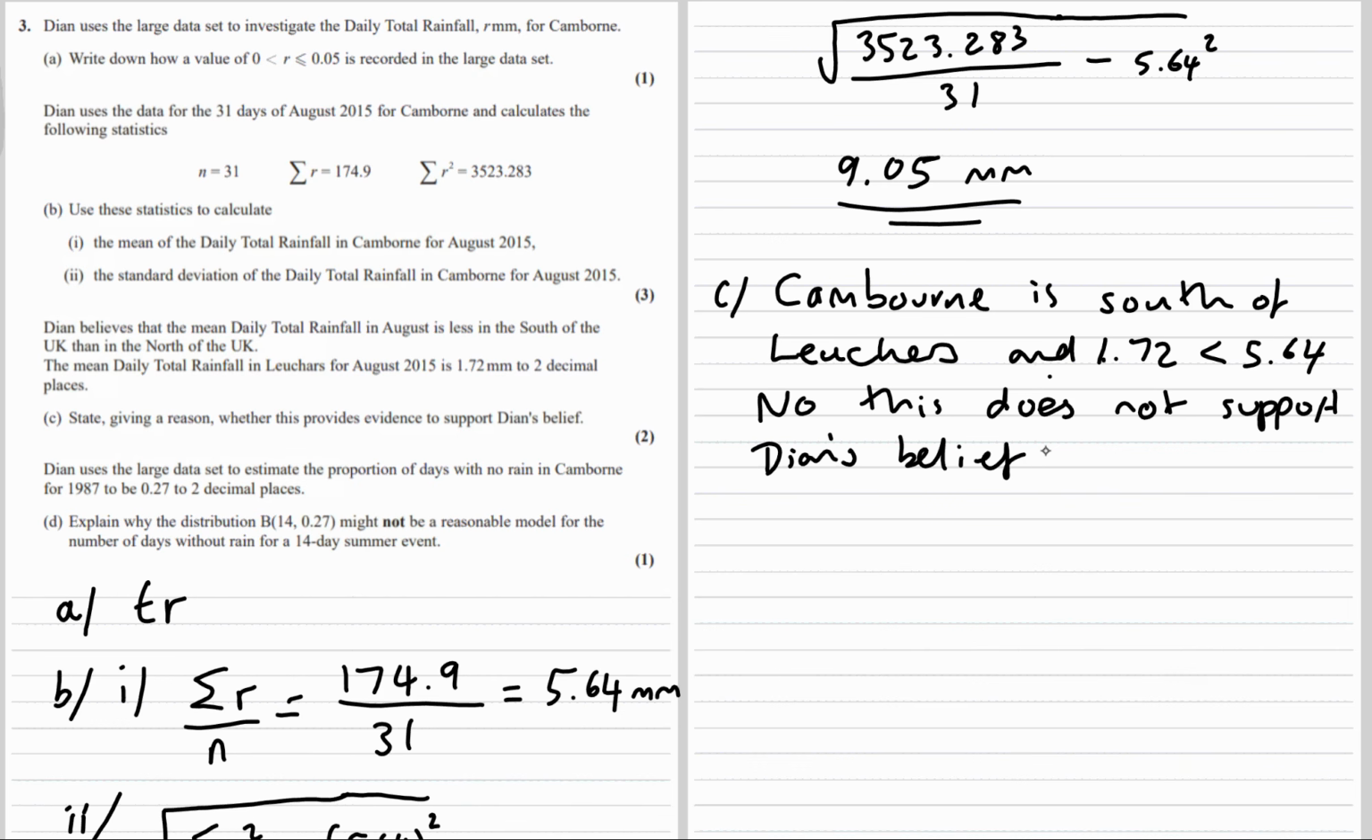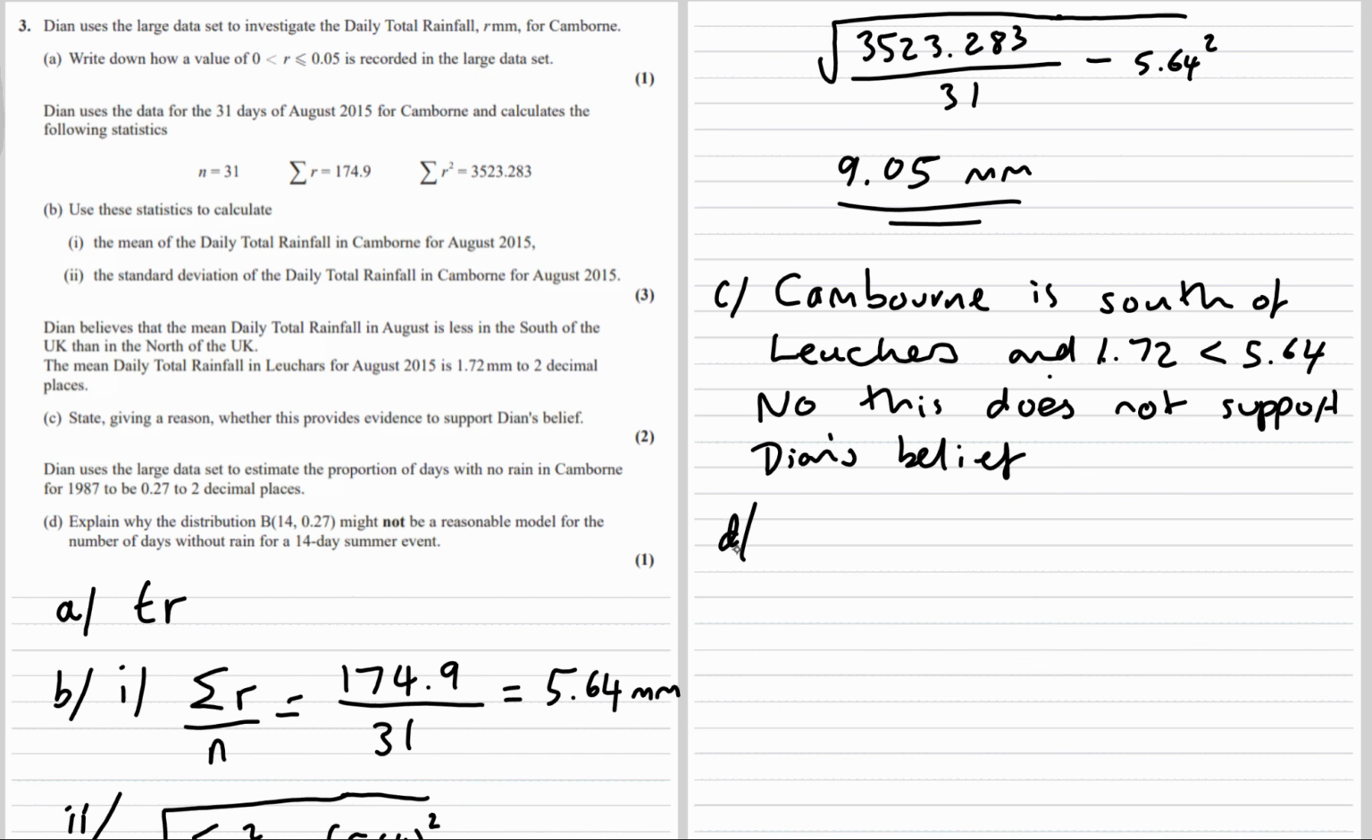Deanne uses the large data set to estimate the proportion of days with no rain in Camborne for 1987 to be 0.27 to 2 decimal places. So 27% of the days have got no rain. Explain why the binomial distribution, n is 14, probability of no rain 0.27, might not be a reasonable model for the number of days without rain in a 14-day summer event.